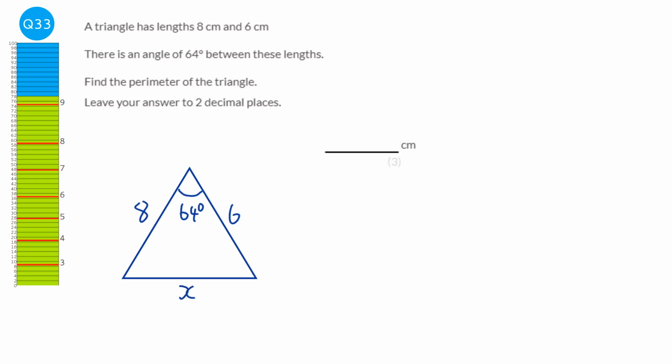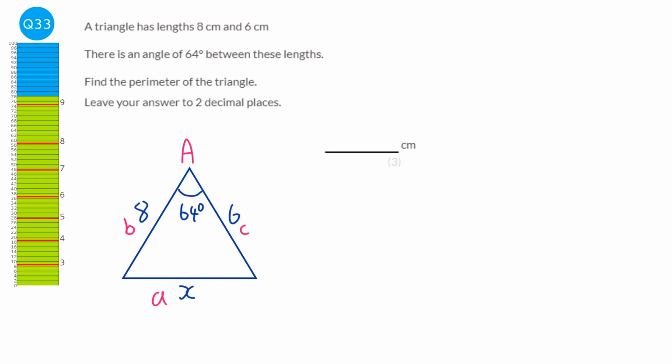Now we're going to be using the cosine formula. The cosine formula involves angle A, so we're going to label the angle A. The side opposite the one we label as A is going to be little a, and then little b and little c. It doesn't matter which way around you do them.